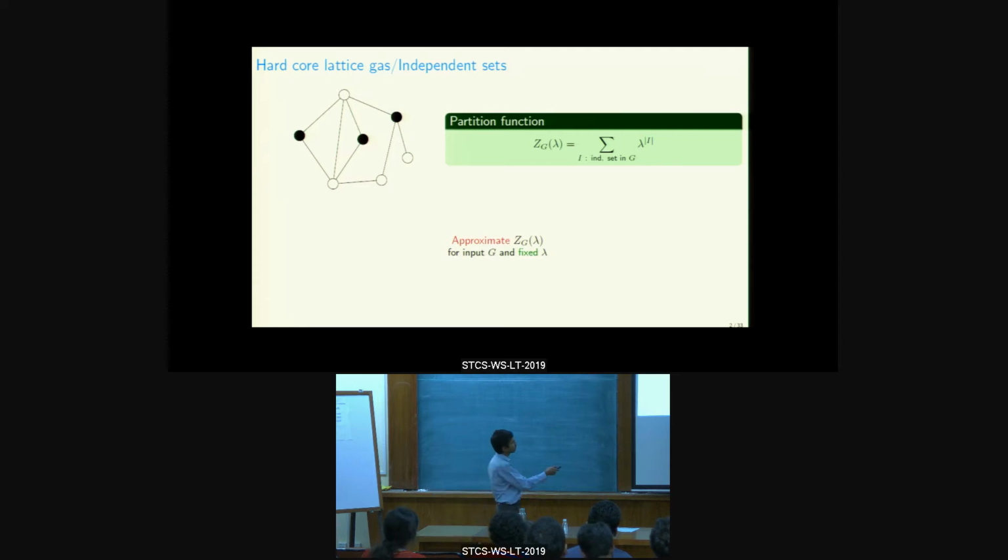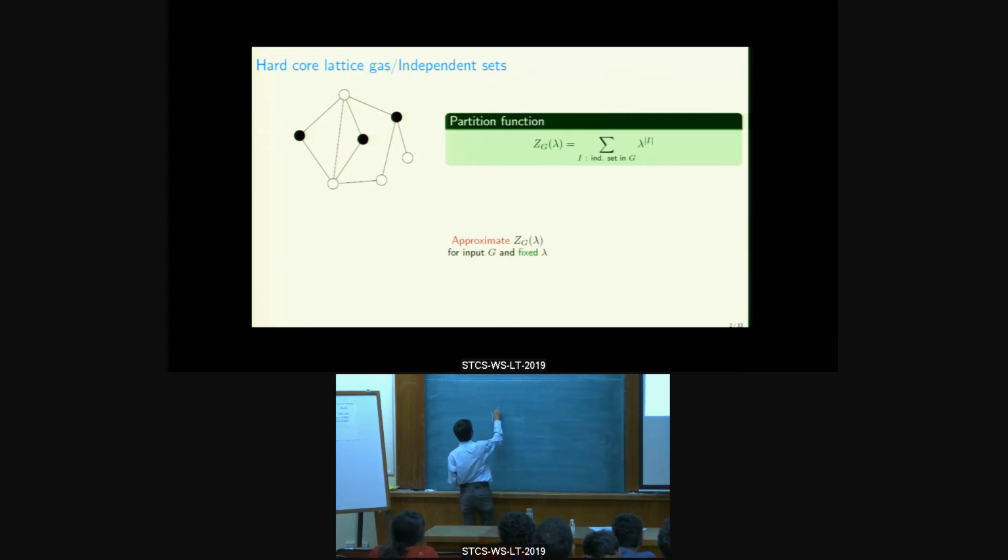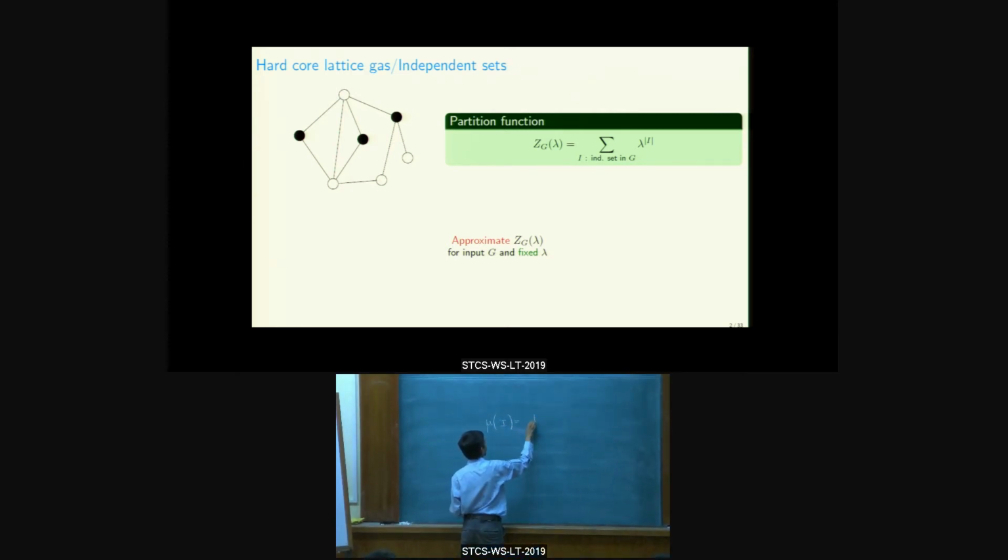The distribution over independent sets is just mu of I, which is 1 over Z_T of lambda times lambda to the power of the size of I. So it's proportional to these weights, and you have to normalize appropriately. Computing the normalization constant is often equivalent to sampling, but I'll just concentrate on computing this normalization constant.